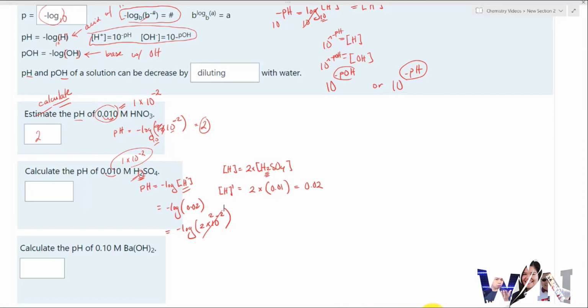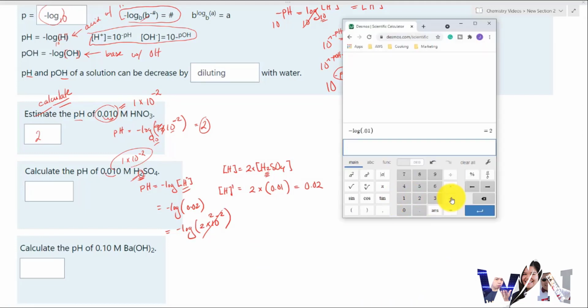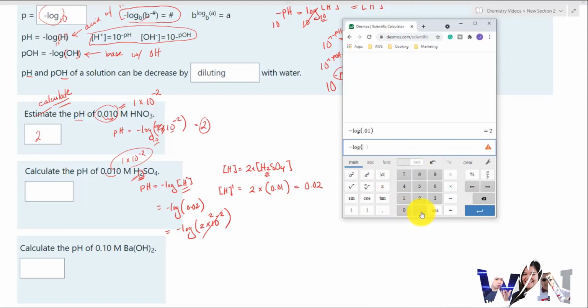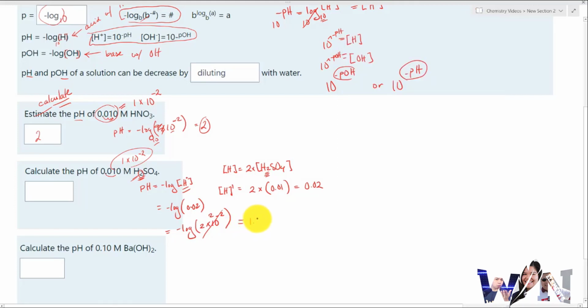So let's look at this calculator. So we have negative log of 0.02. There you go, 1.69. Isn't that nice? So we have 1.698, which is equivalent to 1.70. Okay? See that? So even though we don't really use the calculator, we can estimate it somewhere near 2 because of that part right there.